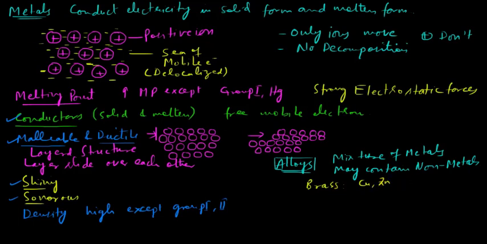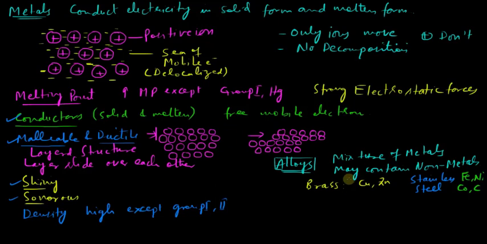We have another alloy that is very common in our life, that is stainless steel. So in stainless steel, we have different metals mixed together: iron, nickel, cobalt, and carbon is present as well. That is a non-metal. So along with metals, non-metals are present as well.